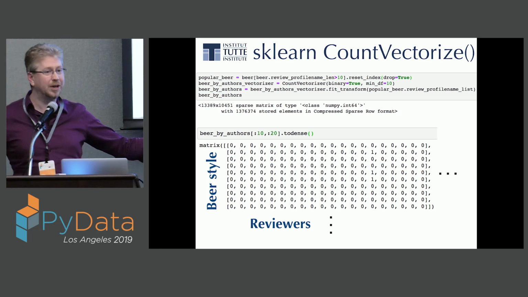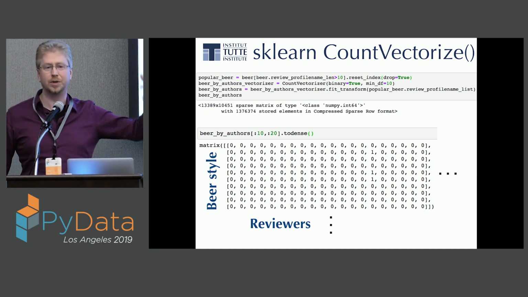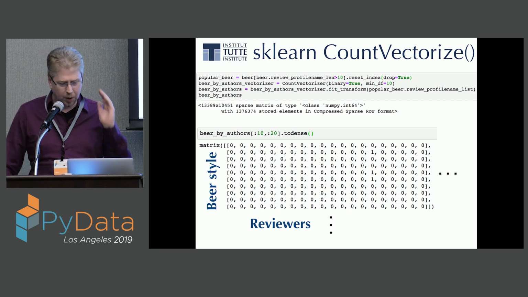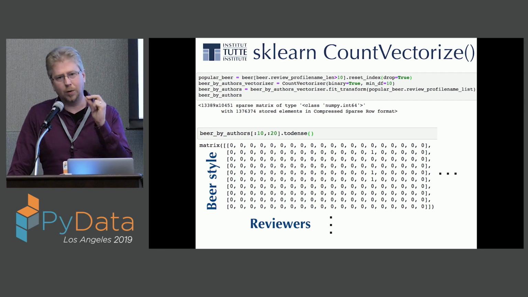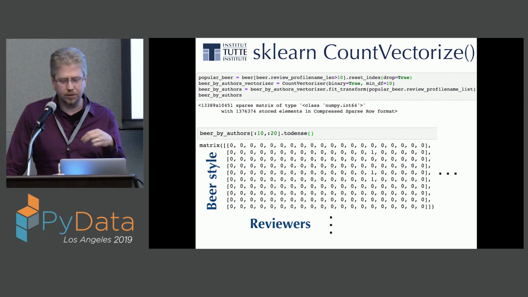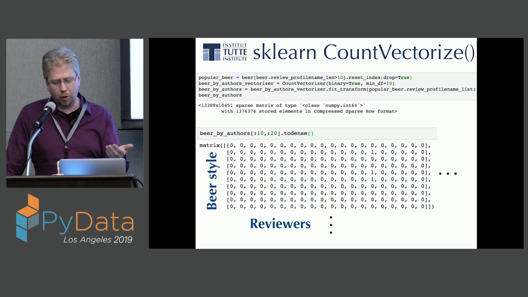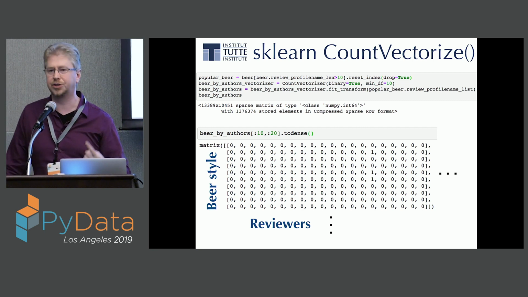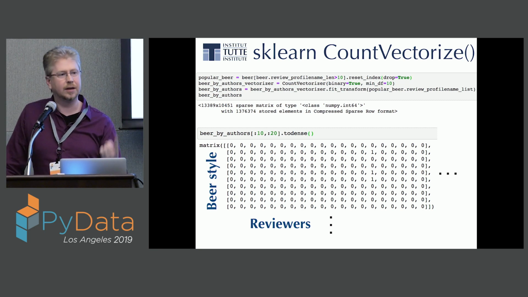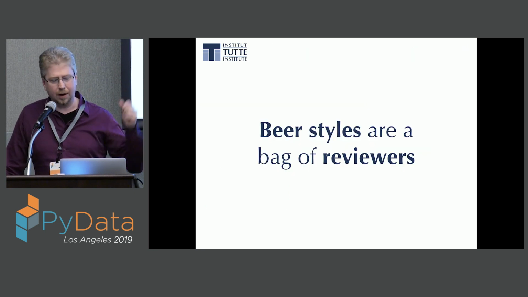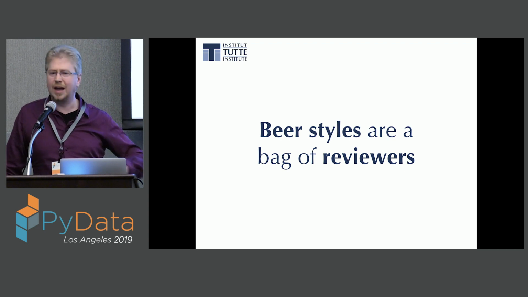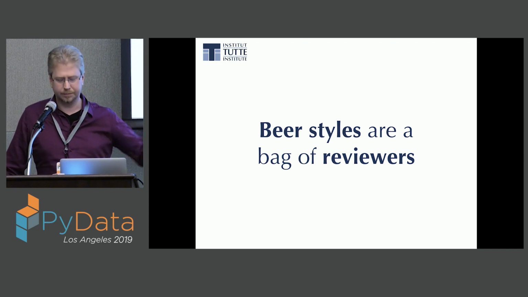Sparse matrices are ideal because we don't actually write any of those zeros down when we store them in memory. We're only going to store the non-zero entries of the matrix. Okay. Now we have a nice numerical representation of our data, mostly zeros, but some of them are ones. One row per beer style, one column per reviewer. Our first task has been accomplished. We've represented our data as numbers. Beer styles are a bag of reviewers, and by bag, I just mean unordered collection. All right.